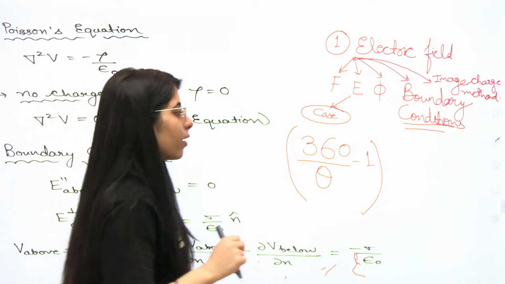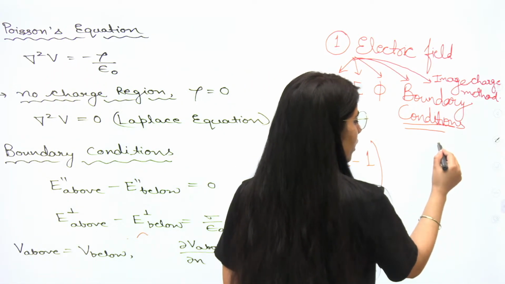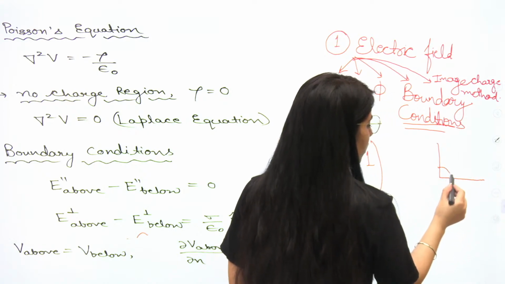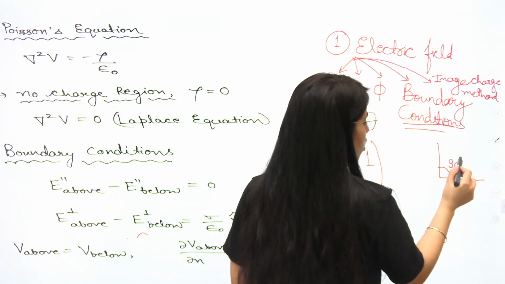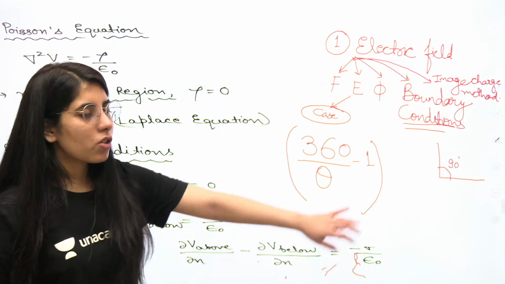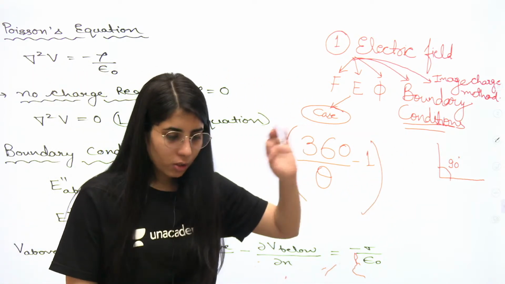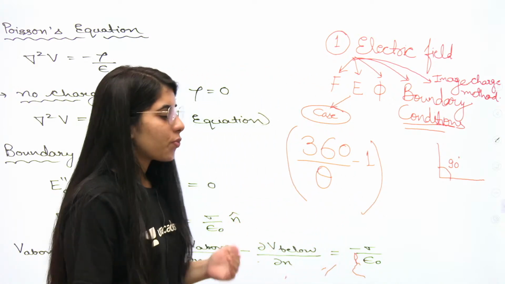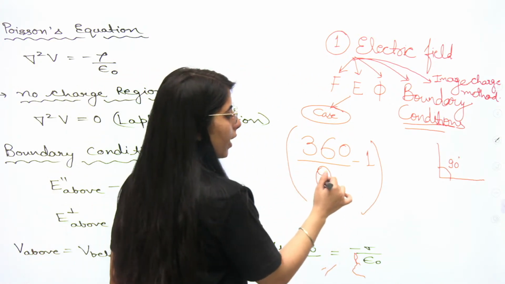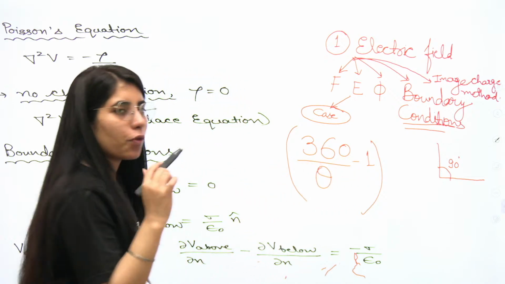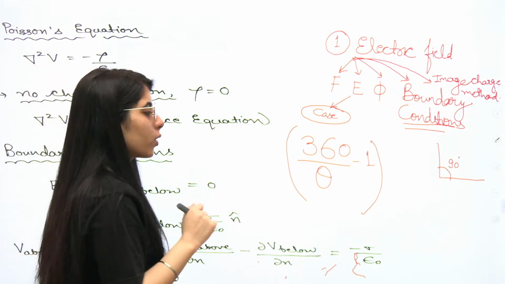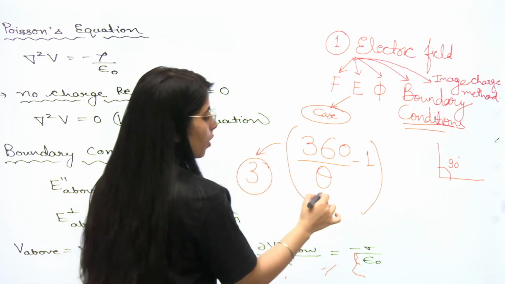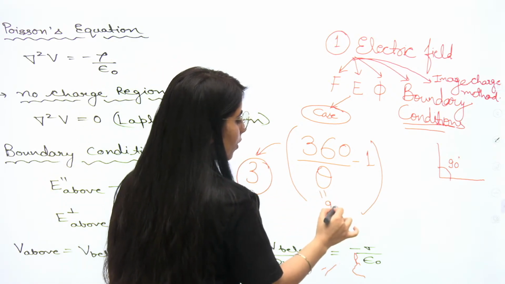For example, there are two infinite grounded conducting sheets connected in such a way that the angle between both is 90 degrees. This condition-based question you had in previous years too. So in this case it will be 360 upon 90 minus 1, which means 4 minus 1, which means 3. So how many image charges will you have? 3, when theta is equal to 90 degrees.